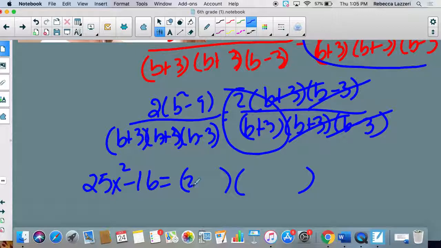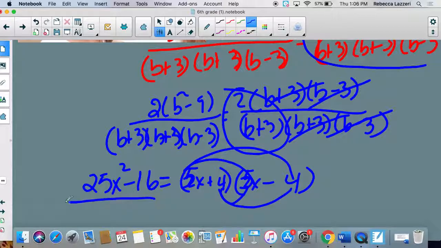That one would be 2x plus 4, 2x minus 4. Not 2, I'm sorry, what? 25x squared? 5x. I don't know where I got the 2 from. Okay, these are 5s. Wouldn't that give me 25x squared? Yes. That would give me a negative and a positive 20. Do y'all see this difference of squares?